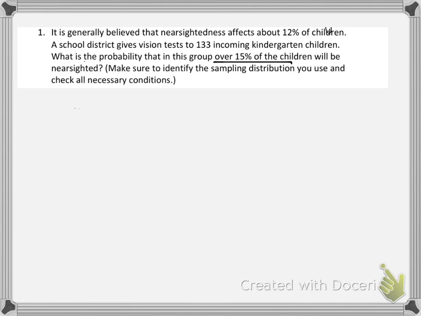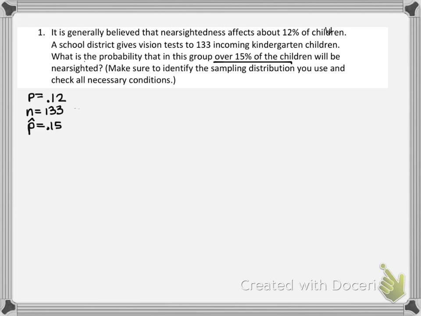So I know that p is equal to 0.12 because they gave us that. n is equal to 133, and the proportion that we want is equal to 0.15. All right. So now to check our conditions.